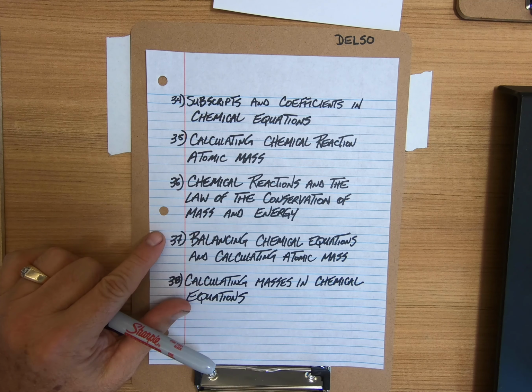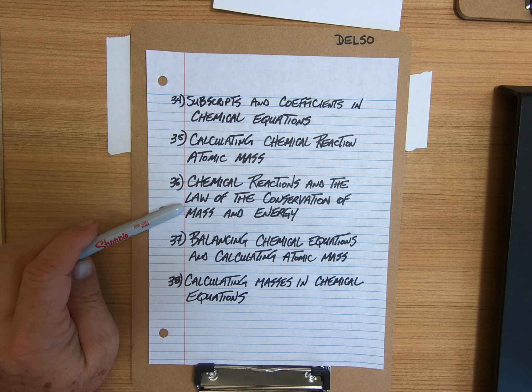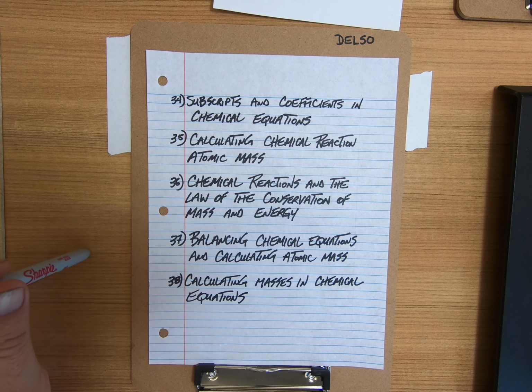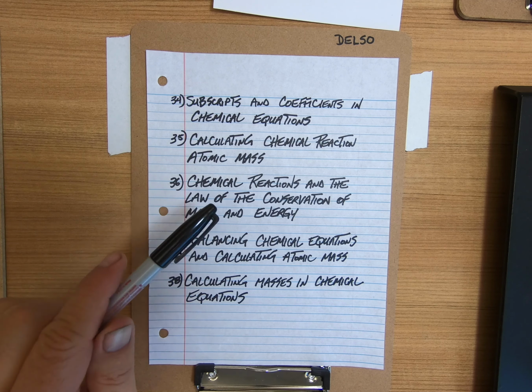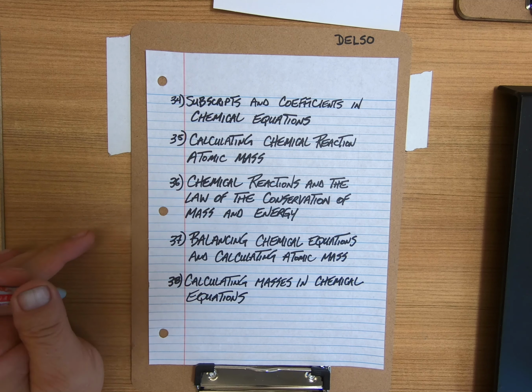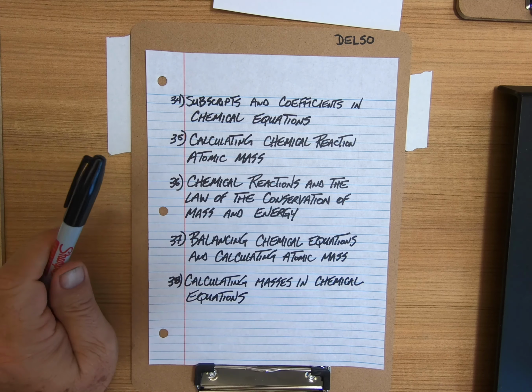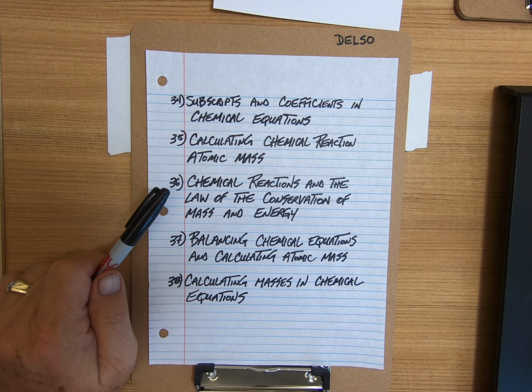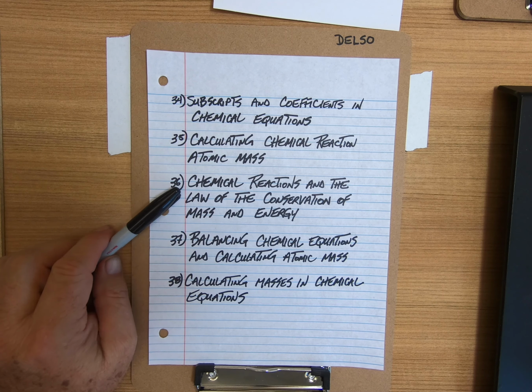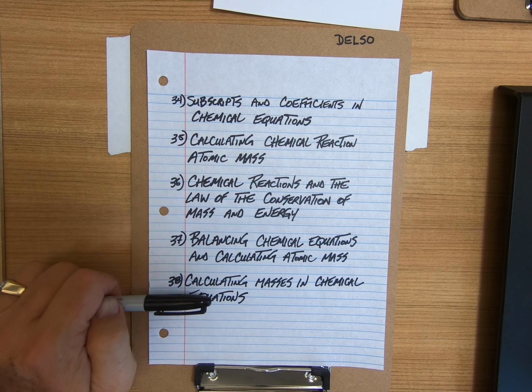Chemical reactions follow the law of conservation of mass and energy. You can't create or destroy. That's why you have to balance equations. They have to be balanced. The left side has to equal the right side. Don't add them together when you're calculating the mass involved in an equation or a reaction.